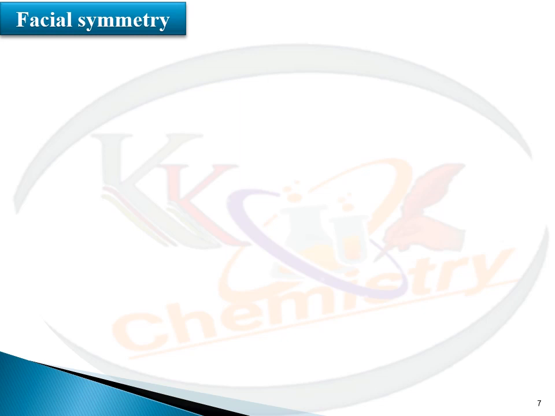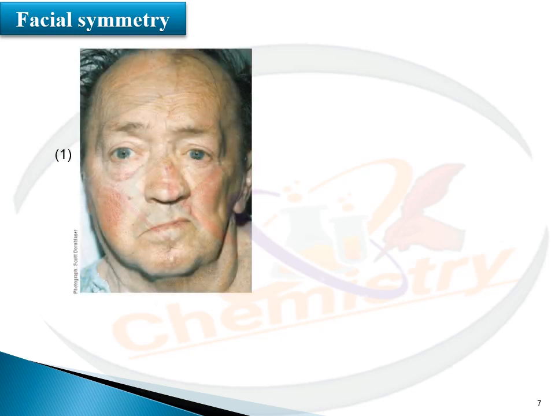Now, we can also apply symmetry to some facial images. Look at the first image over here. If a line is drawn which passes through his forehead and nose, you can see the left hand side of his face is not a mirror image of the right hand side of his face. Means left hand side is not equal to the right hand side and the face is unsymmetrical.